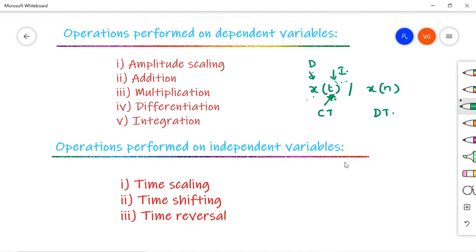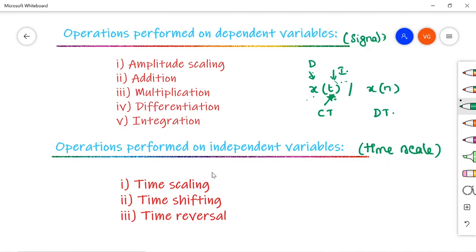So here is the list. Operations performed on dependent variables are amplitude scaling, addition, multiplication, differentiation and integration. This is on the signal itself. Whereas the operations performed on independent variables, let me write here, this is on the time scale. The independent variable operations are time scaling, time shifting, time reversal.